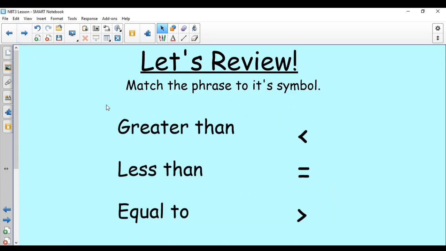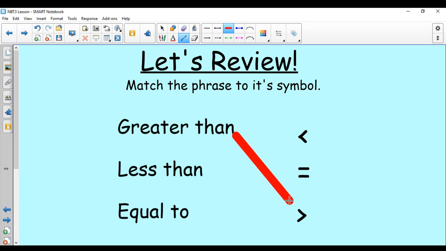All right, the first thing we're going to review is I want to make sure that you remember these vocabulary phrases and these symbols. Now you may remember from Monday's lesson this symbol and then this symbol, they had alligator teeth on them. We're going to be looking at them today mostly without alligator teeth. So I'm going to match the vocabulary phrase to its correct symbol. When you hear the phrase greater than, you will see that the symbol is open from the left-hand side. Less than, the symbol is open from the right-hand side. And then equal to just means your equal sign.